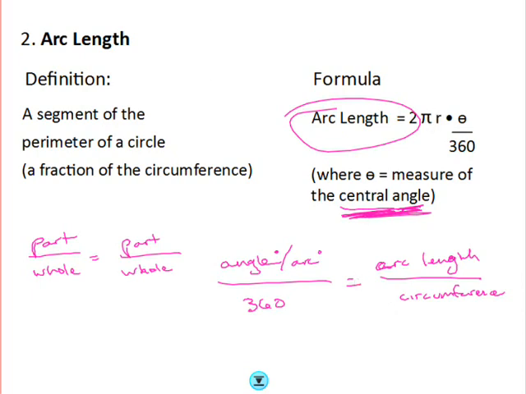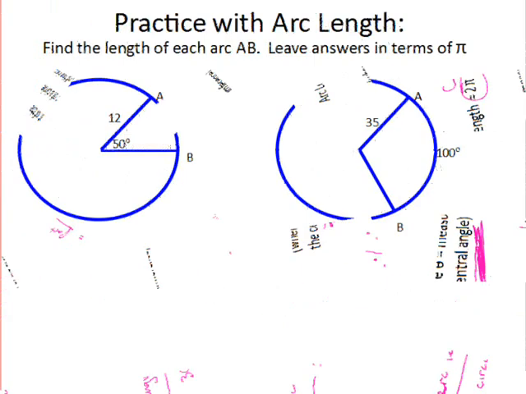If we were to take the formula up here and divide both sides by 2 pi r, which is the circumference, this right here is the circumference. If I were to divide both sides by the circumference, this is what I get. Okay, so I like using this form of it, and I'll show you why.